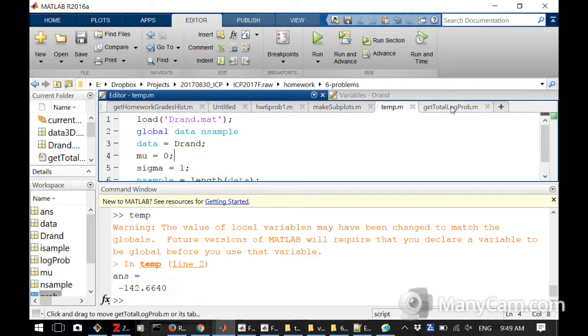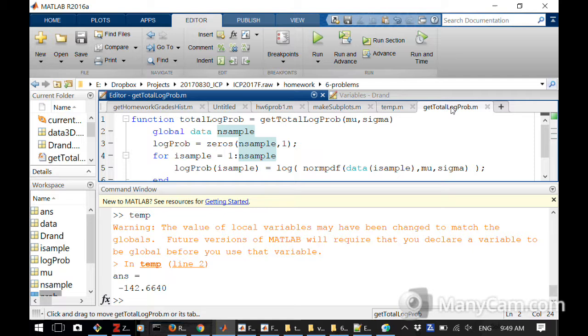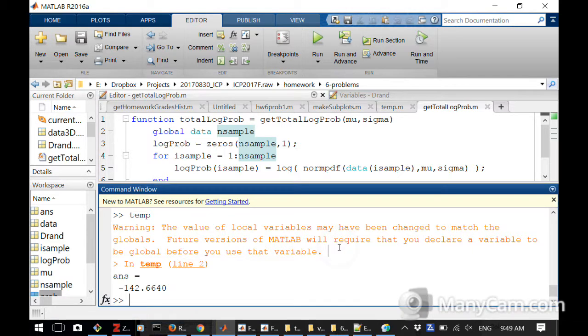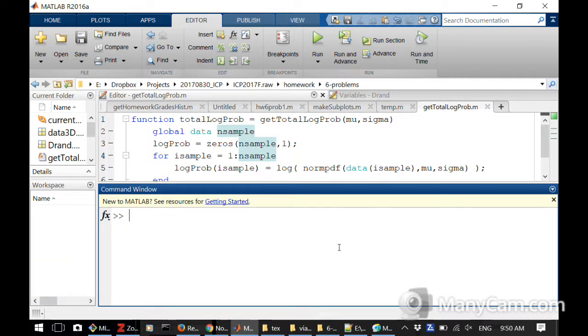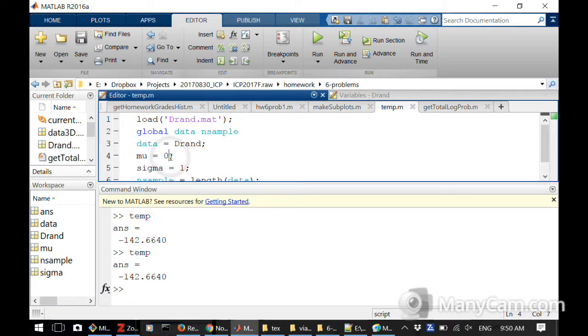So it says we use the global variable before we define it. I don't see anything wrong with our work. Clear all, close all, CLC. Okay, now call temp again. Okay, now it works.